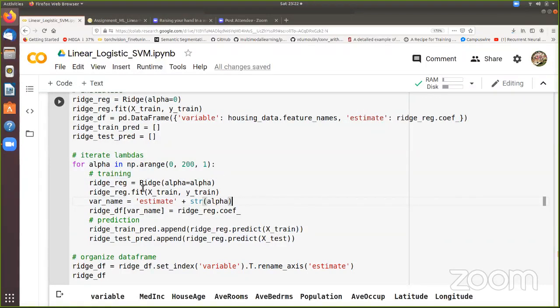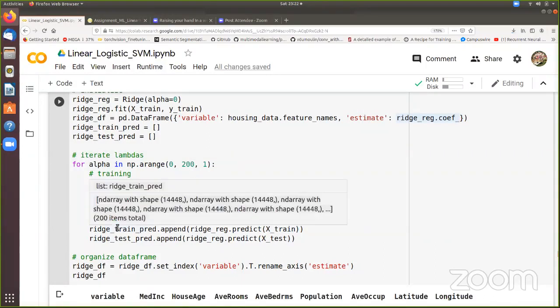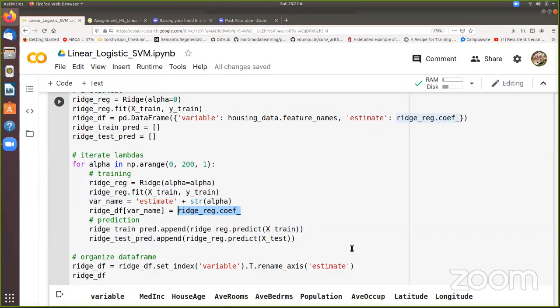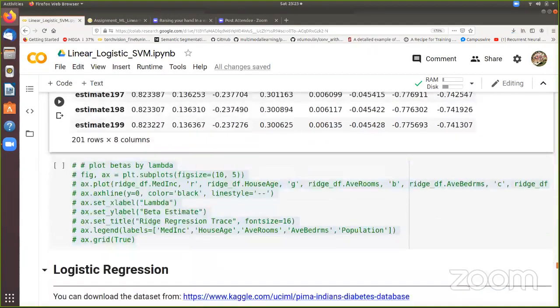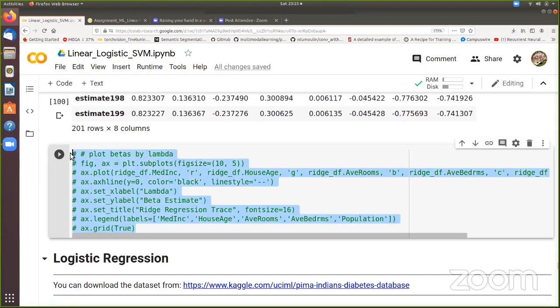So for training, as you can see here, we change this alpha. We fit the model. We compute the coefficients corresponding to each alpha. Then we save the values of prediction for the training data set and testing data set. And the last line, for every alpha, we rename it as estimate. These are our features. So for each lambda or alpha, we save all the optimized weights. Why are we doing that? Let's plot them and infer something from that.